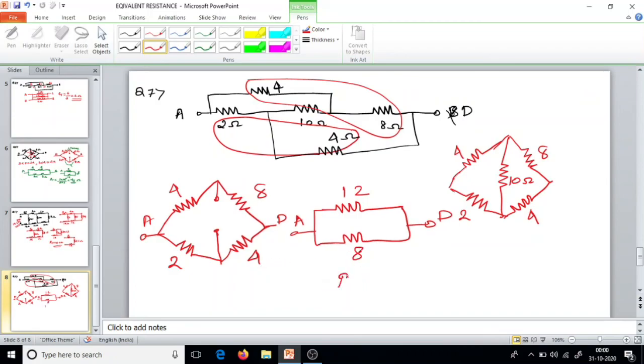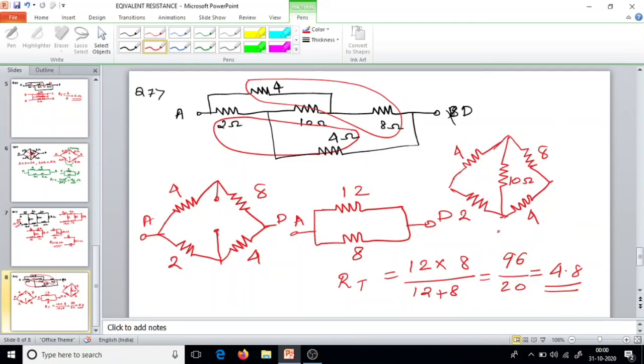So what is the RT? RT equals 12 multiplied by 8 divided by 12 plus 8. 12 eights are, I'm using the calculator, 96. 96 divided by 20, that is 4.8 ohms. 96 is correct. Okay, so here we'll stop the first part.